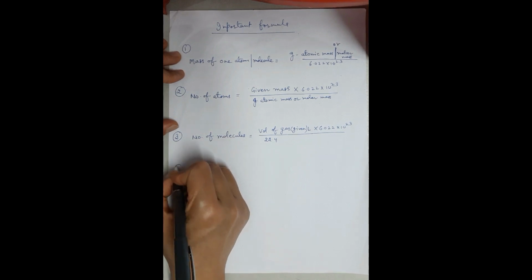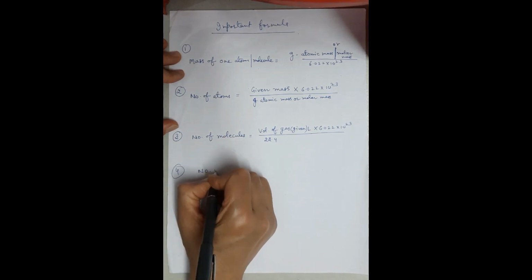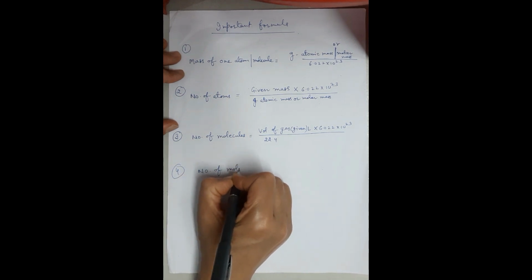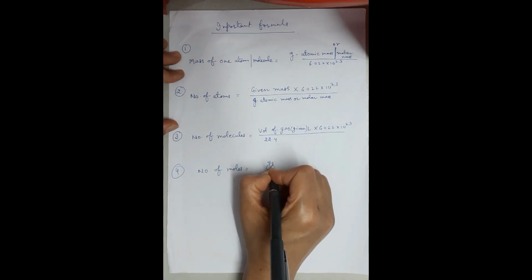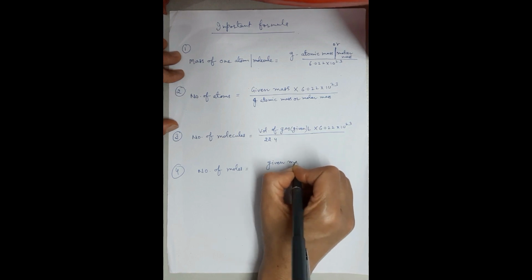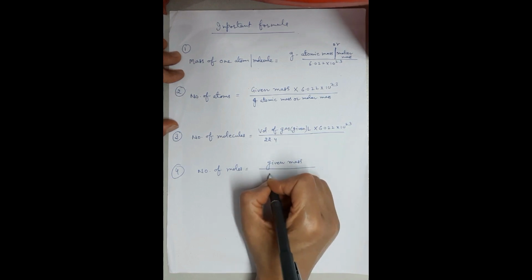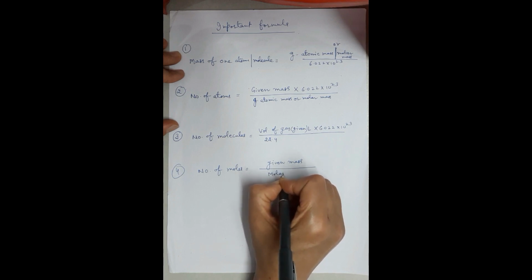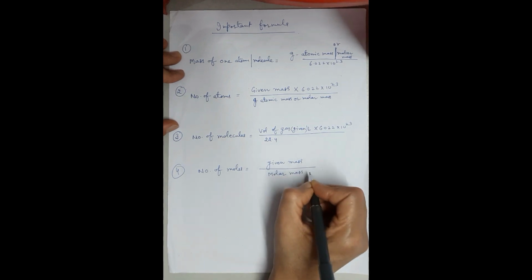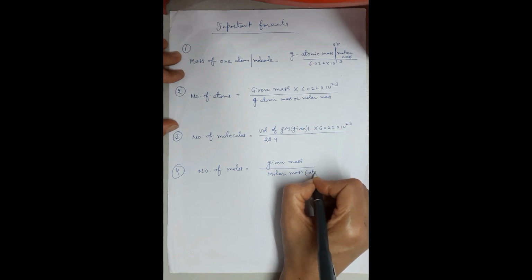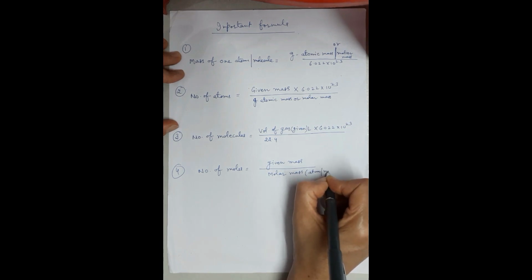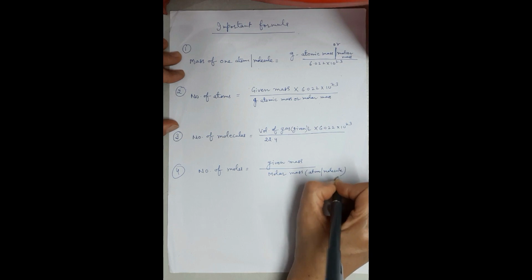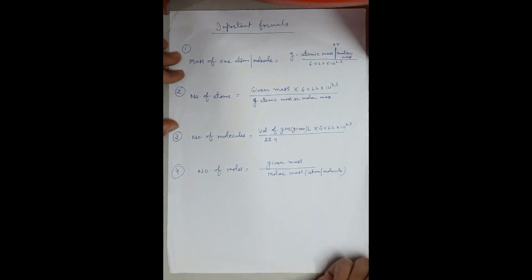So I hope you already know how to calculate the number of moles from the masses. So you'll say given mass, whether of atom or molecule, divided by molar mass. It could be of atom or molecule. Go through the video sincerely and practice enough for the numericals. Thank you.